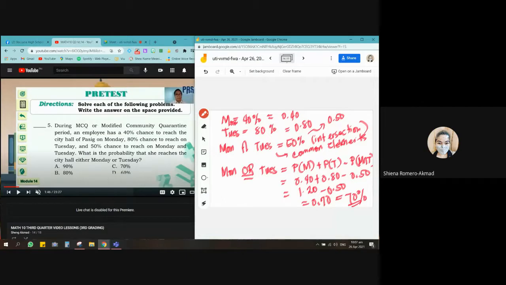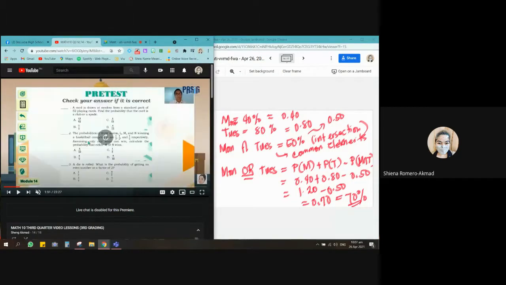Lagi niyong tatandaan na ito, ang tinitingnan natin dito is that binigyan tayo ng percentages kung saan yun yung chance that represents the chance of a person reaching Pasig City Hall on Monday, on Tuesday, and on both. Okay? And dahil meron silang common element, para makuha natin yung kanilang probability of either Monday or Tuesday, we have to subtract that from their sum. So kaya inad muna natin sila minus the common element. Later, we'll have more examples of this para mas maintindihan nyo.